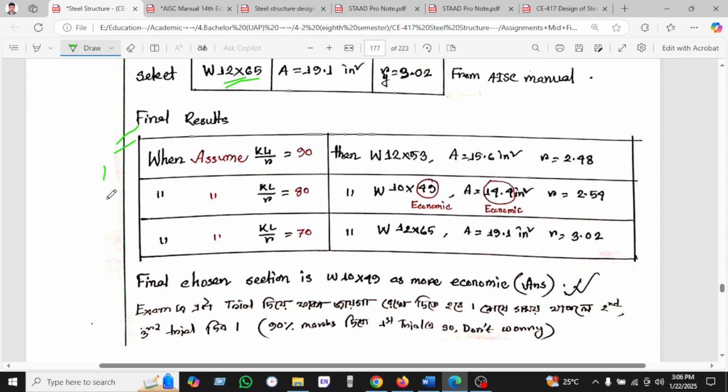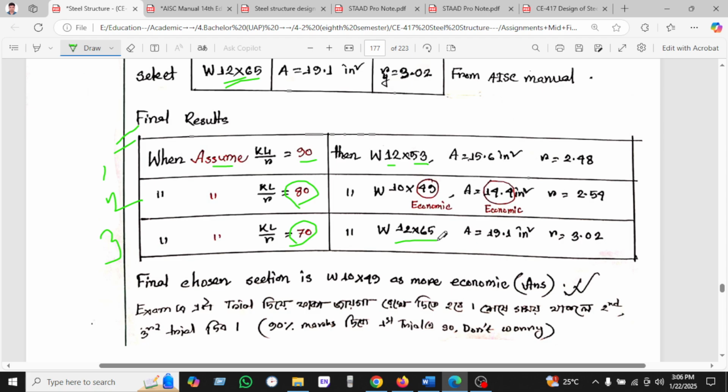So for the final result we have been seeing trials 1, 2, and 3. We have taken 3 trials. When assuming the KL by r value is 90, then we selected the section W12x50. When KL by r value is 80, we selected another section, which is W10x49. And for another trial, KL by r ratio is taken as 70, and found 12.65.